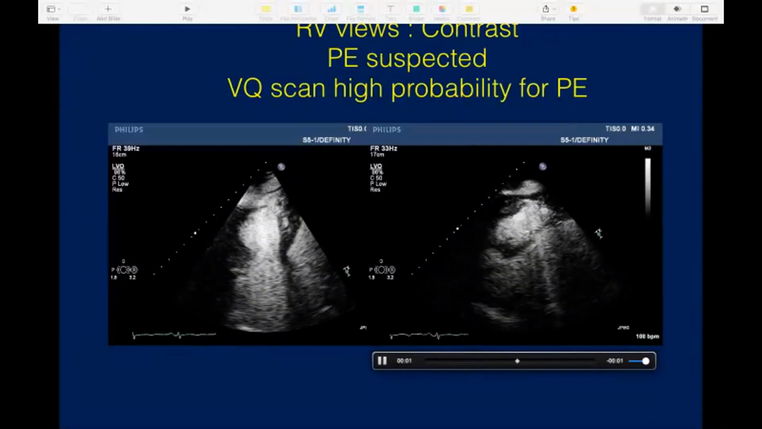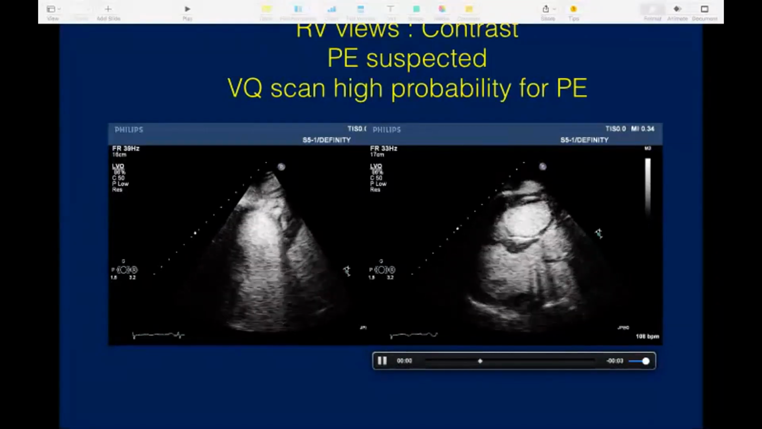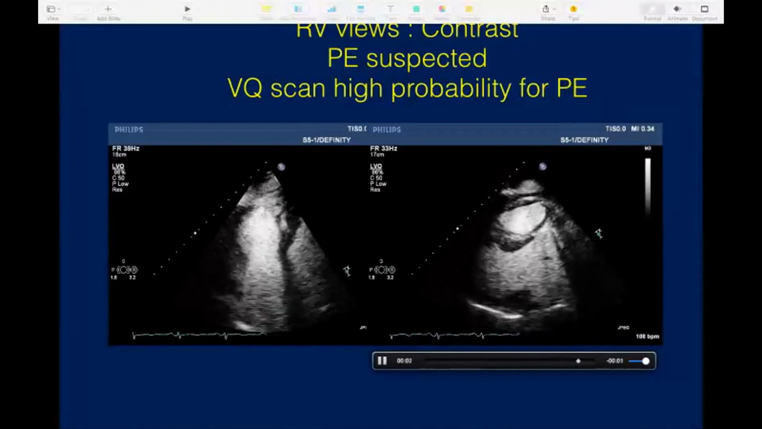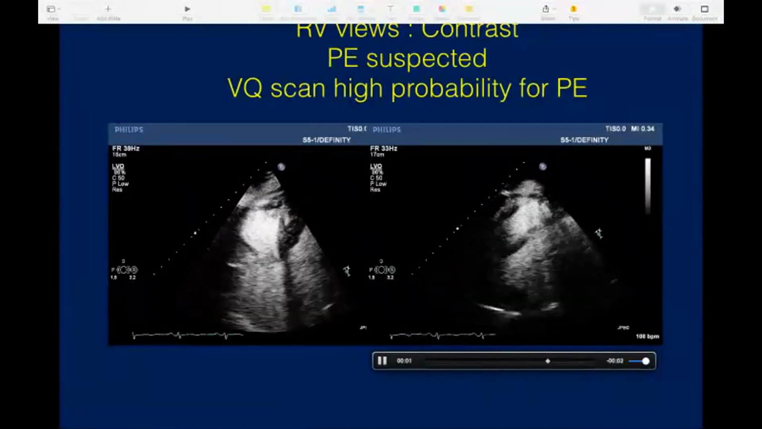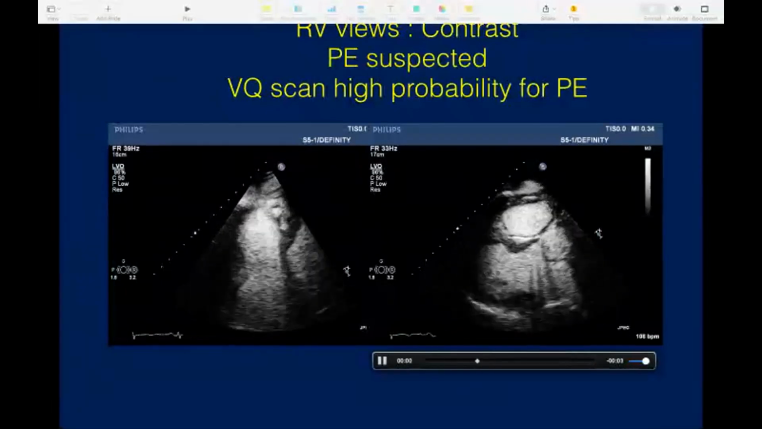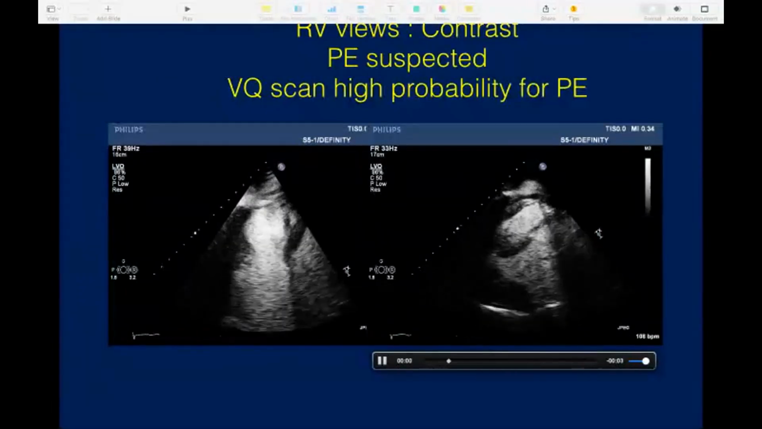So hopefully these cases give you a flavor for the value of contrast imaging, which is still widely underutilized in the United States. And I'm hoping that this would serve as a good review for you to be able to read further.